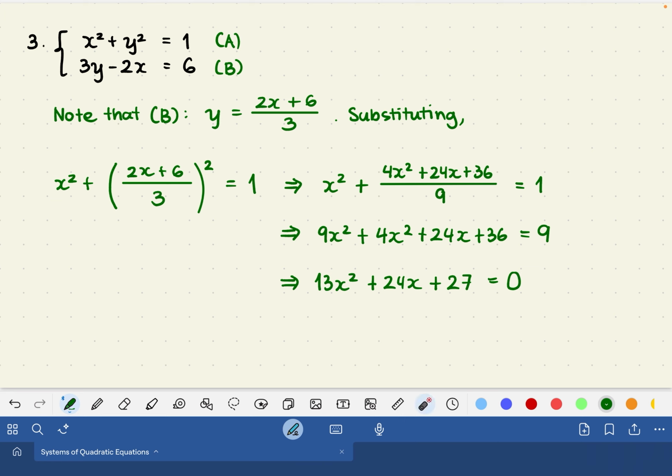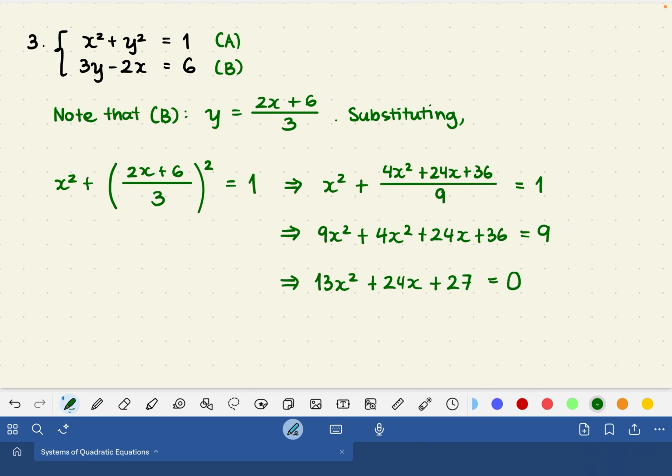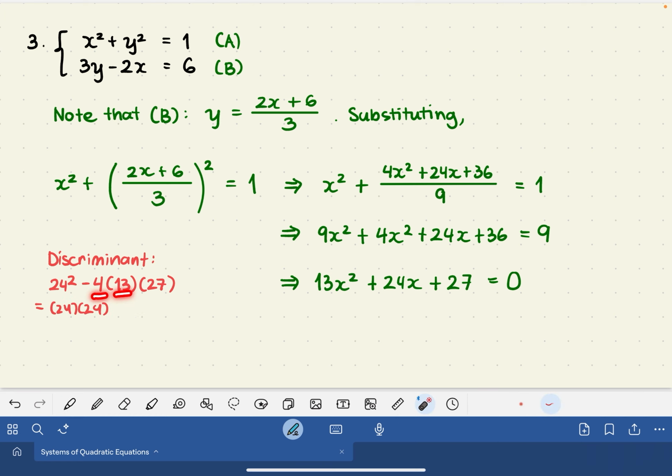So we have here a quadratic equation. Before you try to factor or solve this one, notice that we can check the discriminant. Recall that if we have a quadratic equation ax squared plus bx plus c equal to 0, then its discriminant is given by b squared minus 4ac. So we'll have here 24 squared minus 4 times 13 times 27. Note that we don't really need to simplify this. Just note that we have here 24 times 24. Then we can multiply the 4 and 13 here. That would give us 52 times 27.